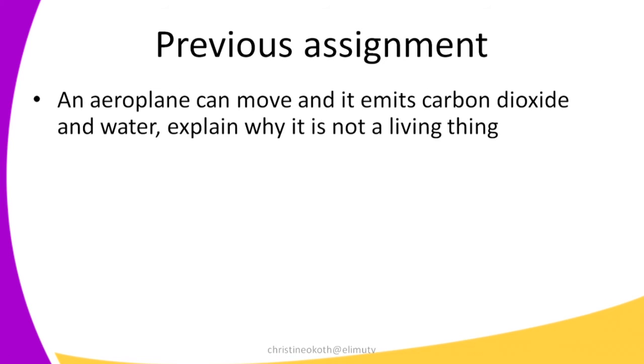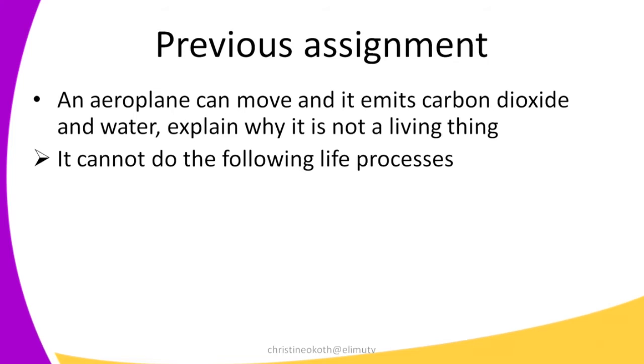On the previous assignment, the assignment was: an aeroplane can move and it emits carbon dioxide and water. Explain why it is not a living thing. You're supposed to relate the features of an aeroplane and the features of a living thing so that you can identify why it's not a living thing. So number one, it cannot do the following life processes. That's why it's not a living thing.